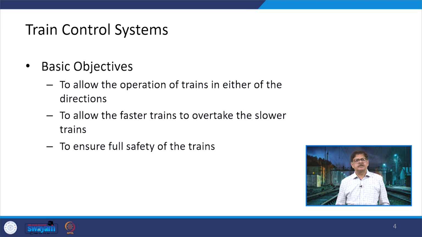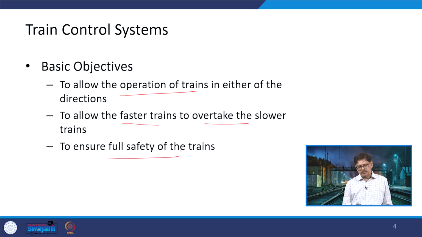Now, what are the basic objectives when you talk about a train control system? The basic objectives are that it allows the operation of the trains in either of the directions on a track. It allows the faster trains to overtake the slower trains, because you have trains which are moving at different speeds. So, the categorization is there. Considering that categorization, this type of opportunity needs to be given to the faster trains, otherwise there will not be a faster train at all, because if each and every train is following the other trains, all the trains will be moving at the same speed. The journey times are also going to be the same.